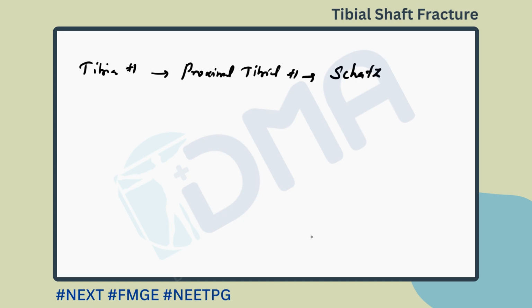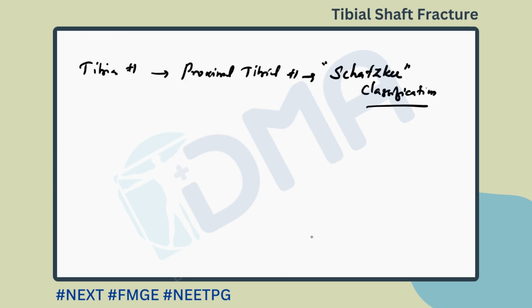So next we will see about tibia fractures. Nothing much to discuss in it. Tibia fractures can occur proximally. So proximal tibial fractures can happen. It is classified by a person called Schatzker. So it is called Schatzker's classification. Schatzker's classification is used for proximal tibial fractures.